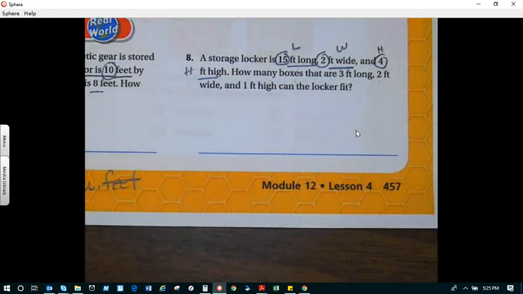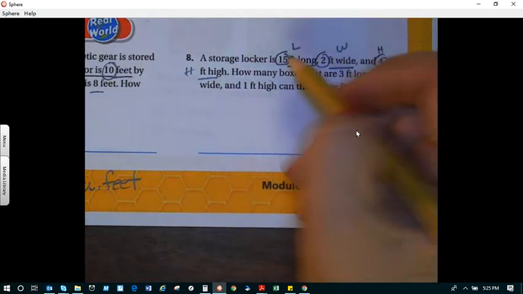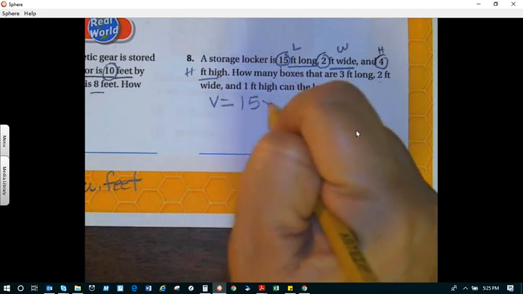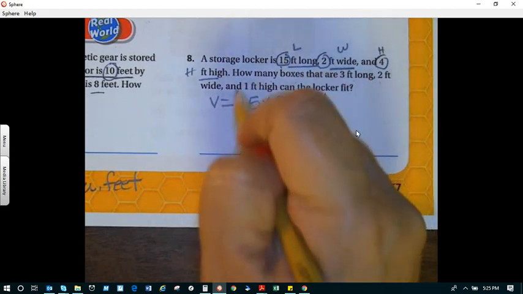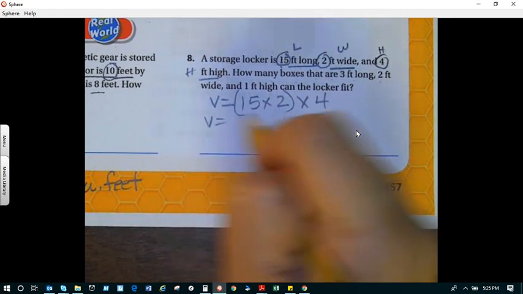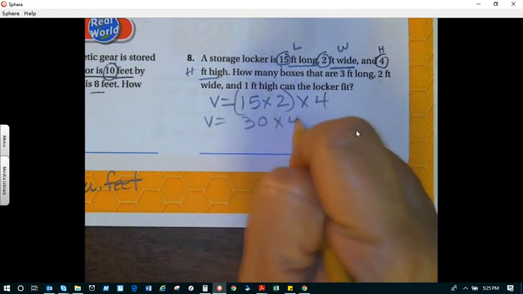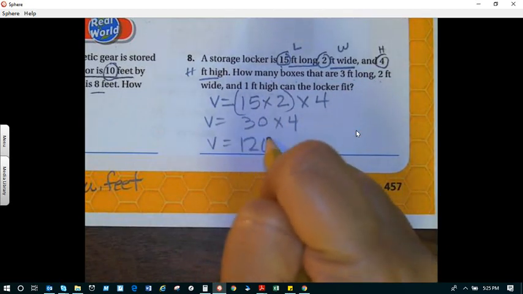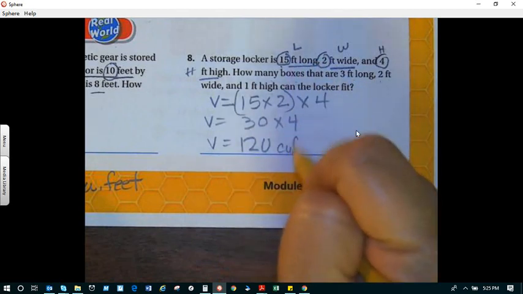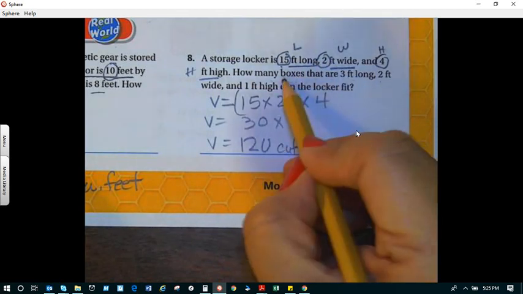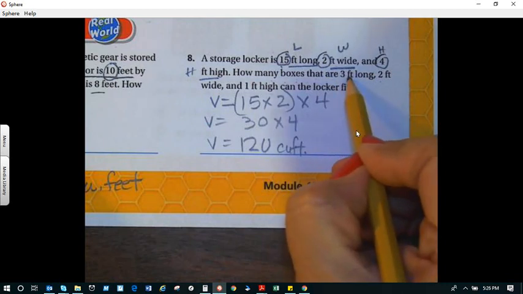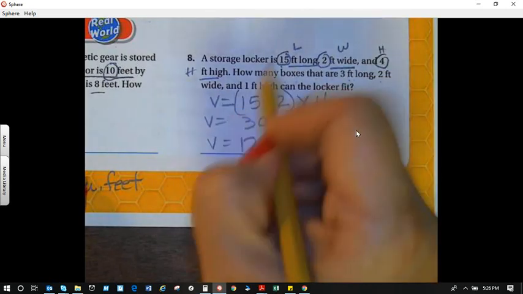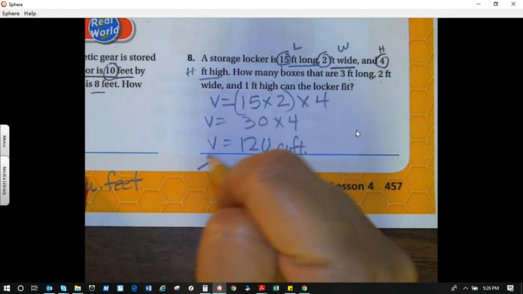All right, well, let's take a look. This volume here is going to be 15 times 2 times 4. I'm going to put this in parentheses. So this volume will equal 30 times 4. And this will have a volume of 120 cubic feet. Well, the boxes are, let's find out the volume of, this is going to be the storage. This is a storage locker.